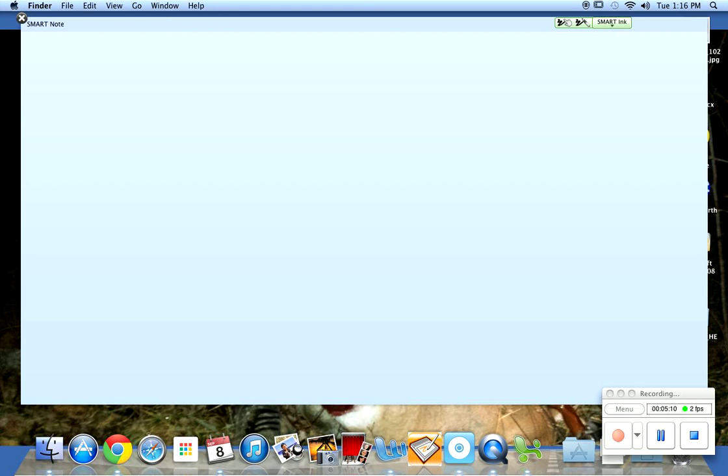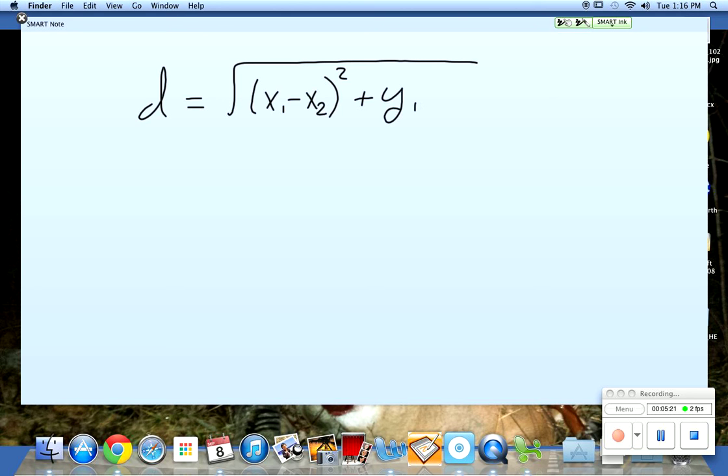Okay, so we've got our distance formula: d equals the square root of (x1 minus x2) squared plus (y1 minus y2) squared. What do we have in there? We're going to have two different coordinate points. I'm going to call coordinate A, let's say, (3, 4), and coordinate B, let's say, (negative 1, 6).